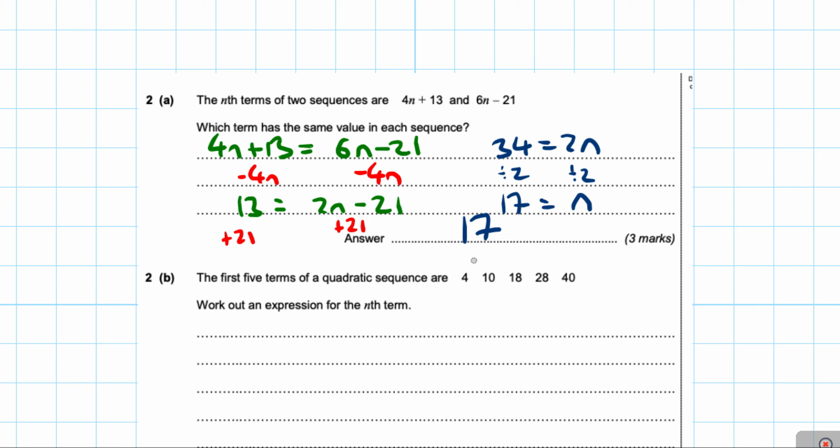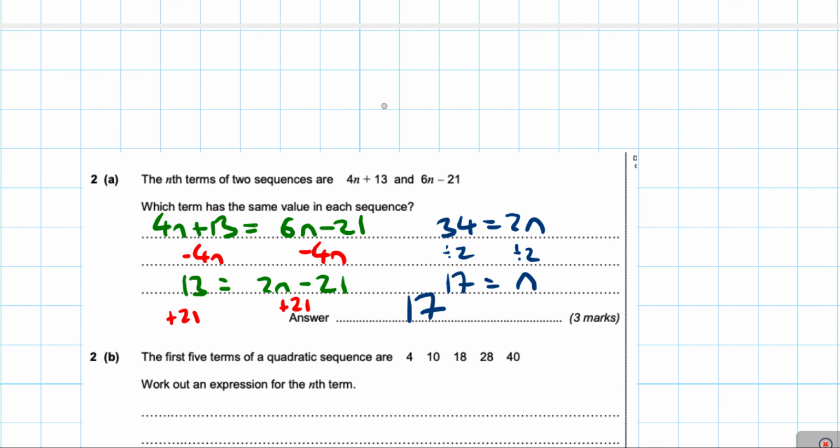So at the 17th term, both values are equal to each other, and you can always test your answer. When you check through your answer, you should be testing your answer. So we would do 17 times 4.